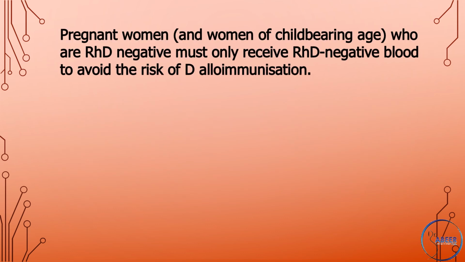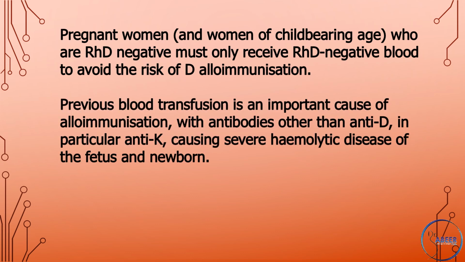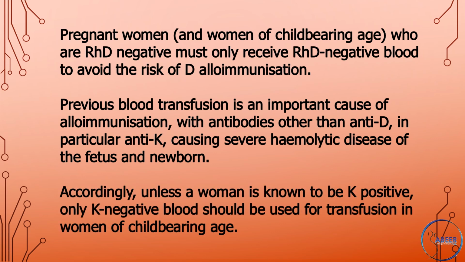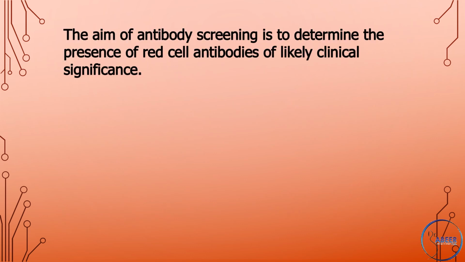Pregnant women and women of childbearing age who are RHD negative must only receive RHD negative blood to avoid the risk of alloimmunization. Previous blood transfusion is an important cause of alloimmunization with antibodies other than anti-D, in particular anti-K, causing severe hemolytic disease of the fetus and newborn. Accordingly, unless a woman is known to be K positive, only K negative blood should be used for transfusion in women of childbearing age.